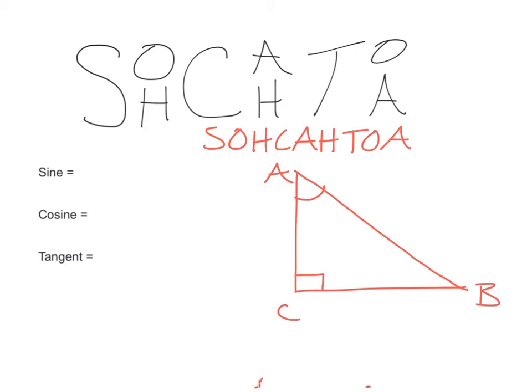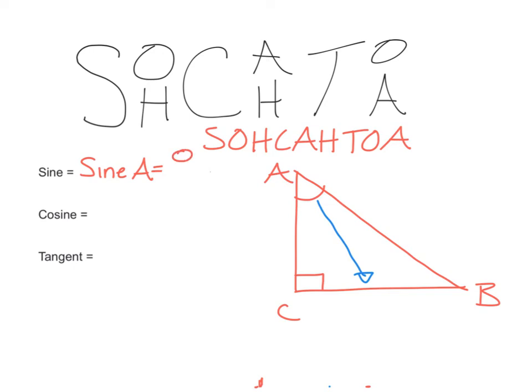It should say the sine of A is always going to equal opposite, so the side opposite A would be BC, over the hypotenuse, AB. And we'll get into what the heck that means. But the thing that you really need to remember is that sine is equal to opposite over hypotenuse.